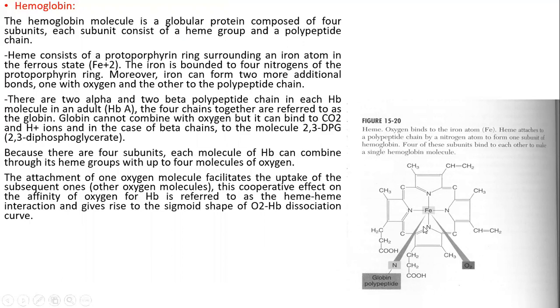Of course, the polypeptide chains cannot combine with oxygen; they only combine with CO2, hydrogen, and 2,3-diphosphoglycerate. Because there are 4 subunits, each molecule of hemoglobin can combine at the heme groups with up to 4 molecules of oxygen. The hemoglobin molecule is made of 4 subunits, each subunit consisting of a heme and a globin portion. Each heme, or iron atom, binds one oxygen molecule. So we can say that each hemoglobin molecule can combine with 4 oxygen molecules.